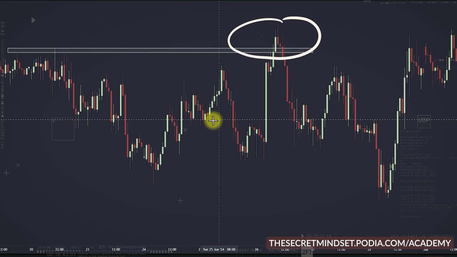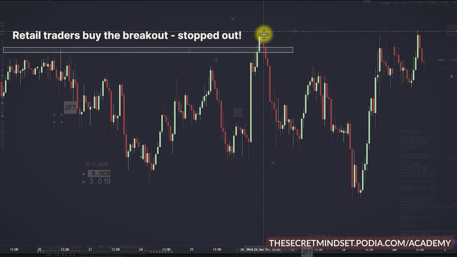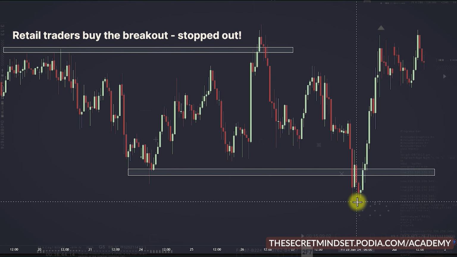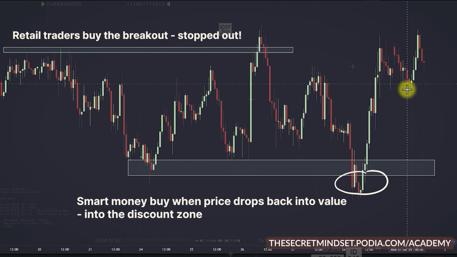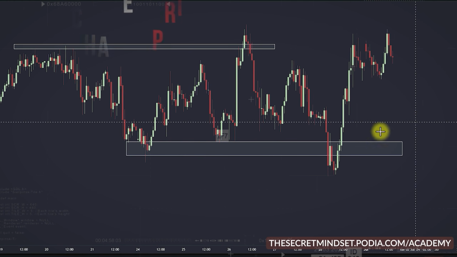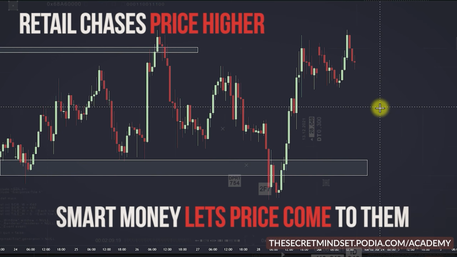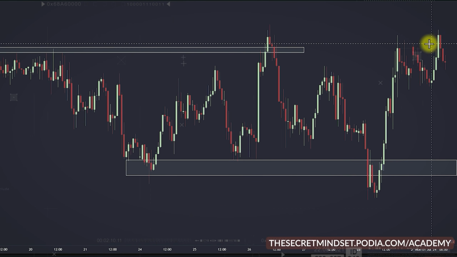Look at this example. Price makes a new high. Retail traders buy the breakout. Price immediately reverses. Retail gets stopped out. Meanwhile, smart money waits. Price drops back into value, into the discount zone. That's where they buy. See the difference? Retail chases price higher. Smart money lets price come to them.